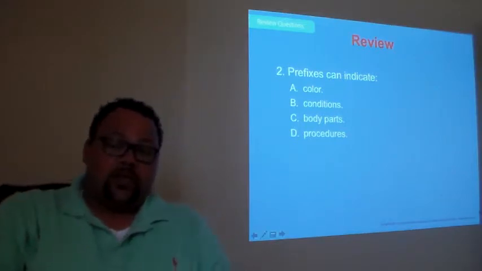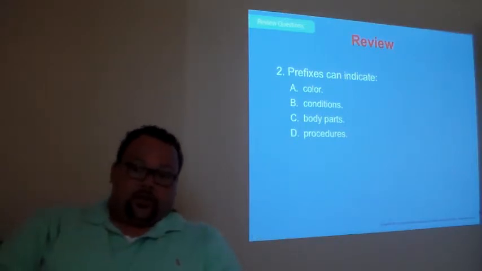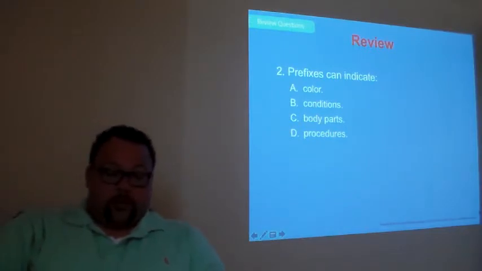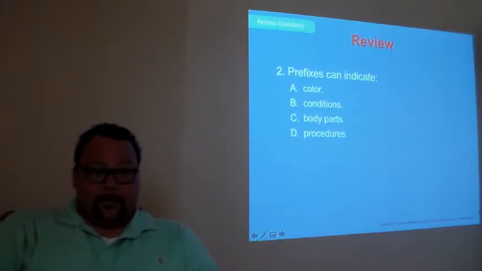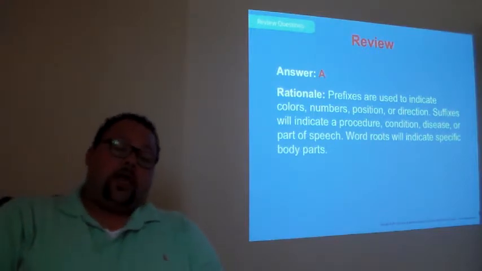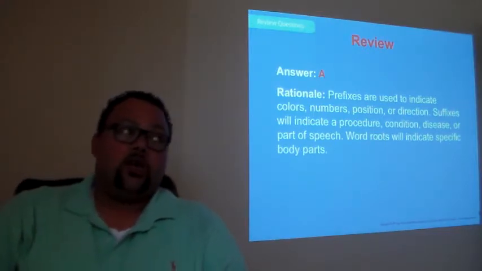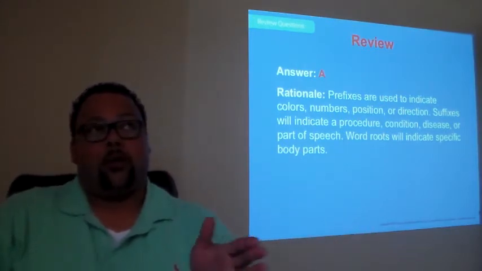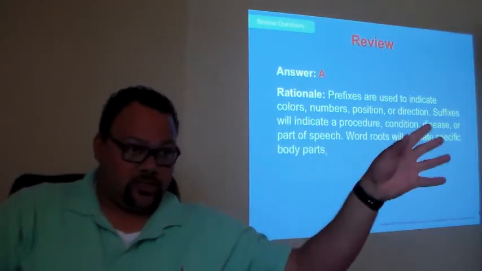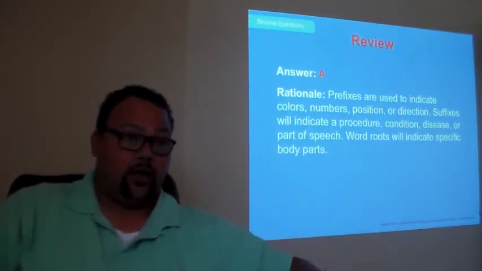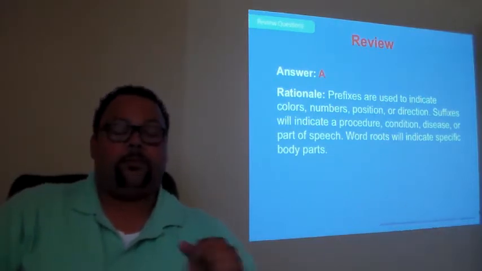Which prefixes can indicate what? Color, conditions, body part, or procedures? B. You said conditions. Anybody else? Color. Okay, it is color. Remember, it's color, number, position, or direction. And the whole purpose of a prefix is to point us towards something. So when we talk about a prefix, it's like cyanosis. It's, like you said, cirrhosis, yellowing of the skin due to liver problems, right? Okay.